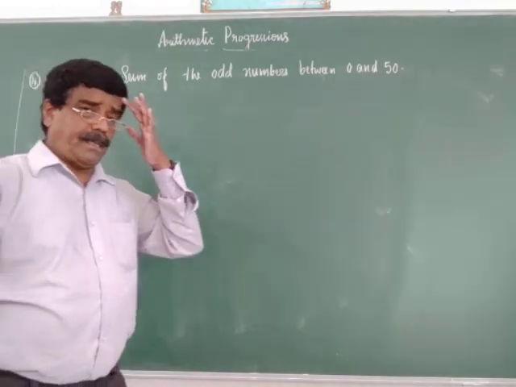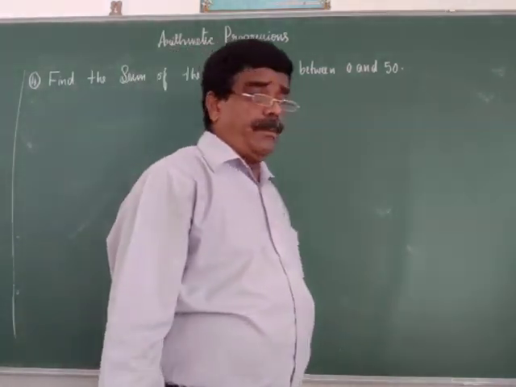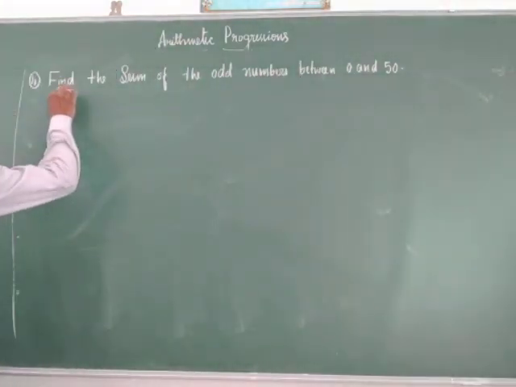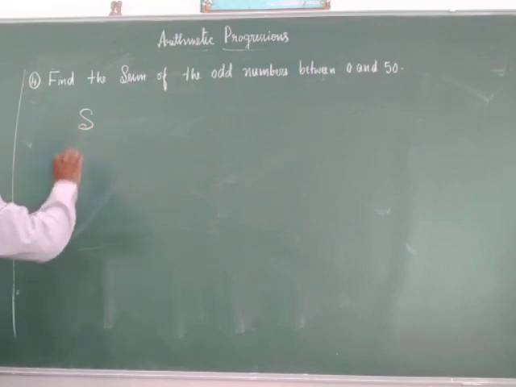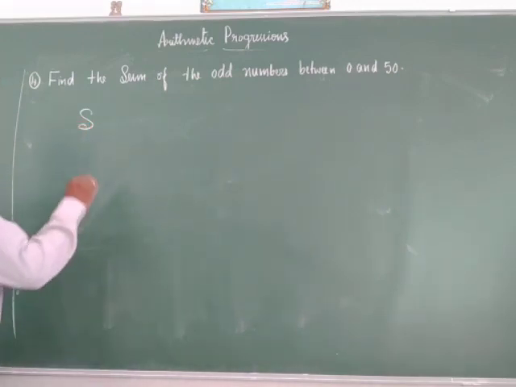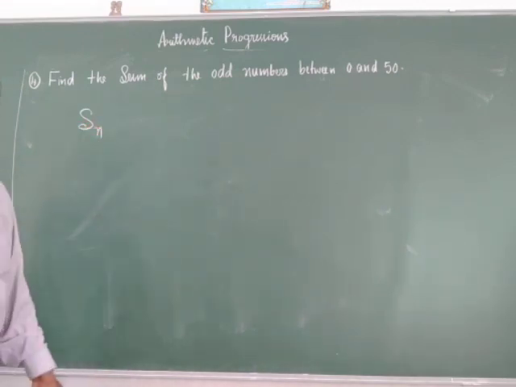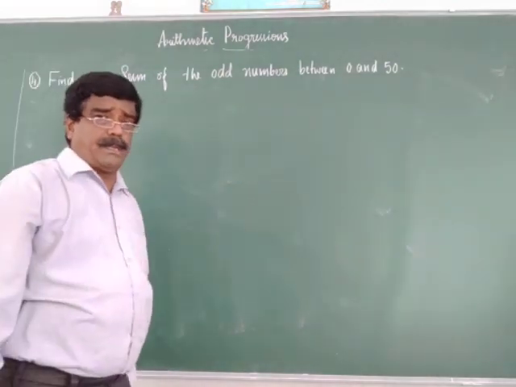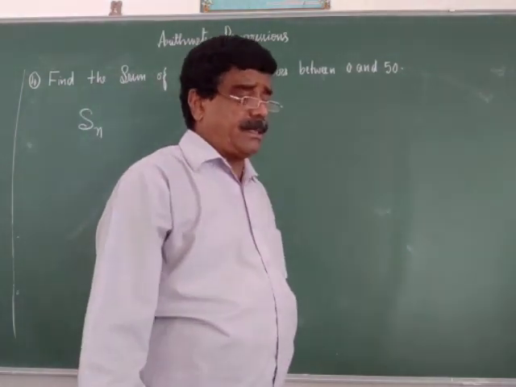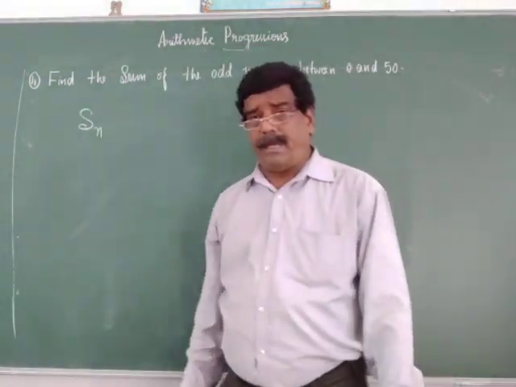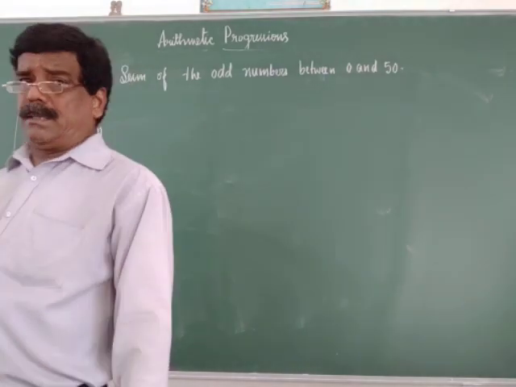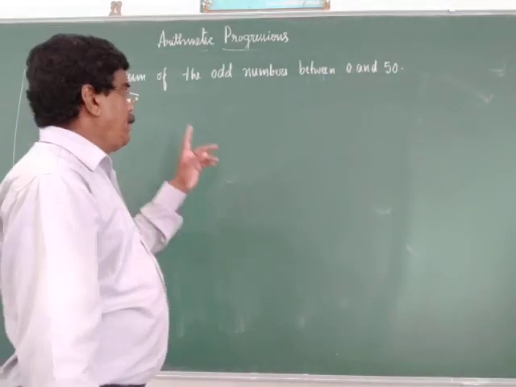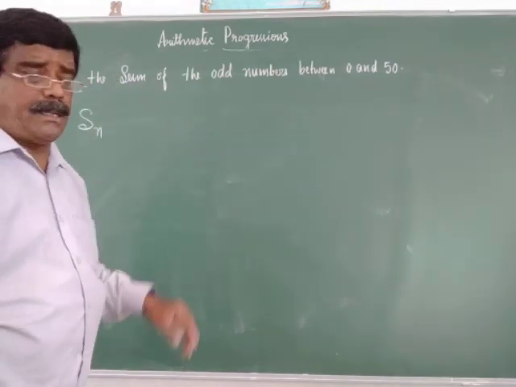0 and 50 are even numbers, you must be knowing. So in between that you are going to get many odd numbers. So that is the question here. So find the sum of, sum means you must be knowing. Sum of n, where n stands for number of terms, children. It may be natural numbers, it may be integers, it may be the terms of an AP, it may be odd numbers, it may be even numbers, depends. Anyhow, here it is odd numbers because the question is clear.